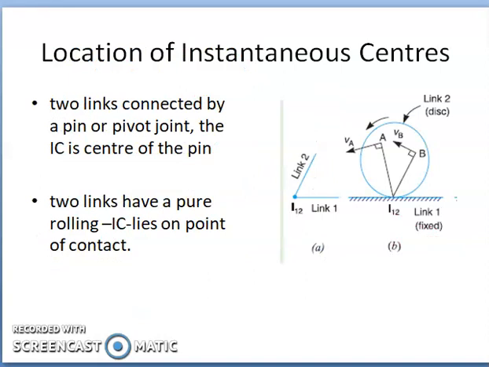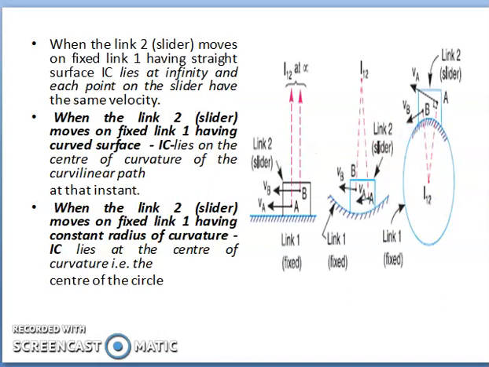So how to locate these instantaneous centers? If there are two links connected by a pivot joint, then the pivot joint is certainly an instantaneous center. If you have two links, link 1 and 2, where link 1 is fixed and link 2 is a rolling disk, then in case of pure rolling, meaning it does not slip, it is only rolling, the point of contact is the instantaneous center.